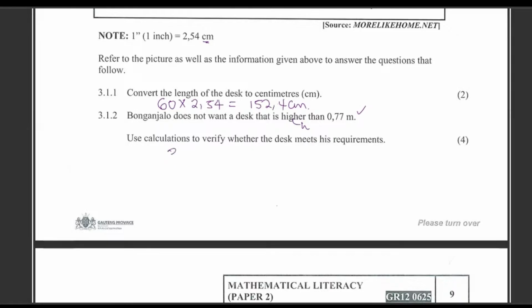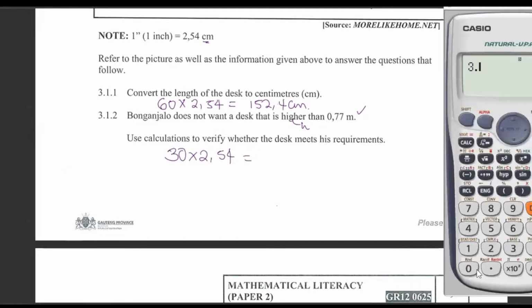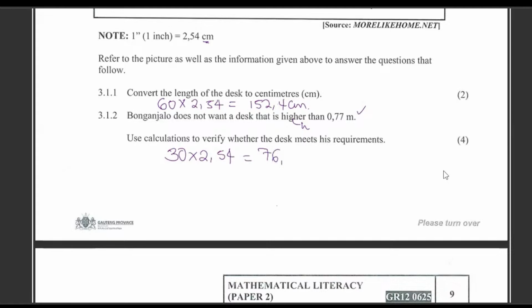We shall change the 30 inches to centimeters first, because that's the conversion we have. So 30 times 2,54 equals 76, but these are centimeters. The person claims 0,77 meters. So what do we do? Centimeters, we divide by 100 and we end up having the answer as 0,762 meters.